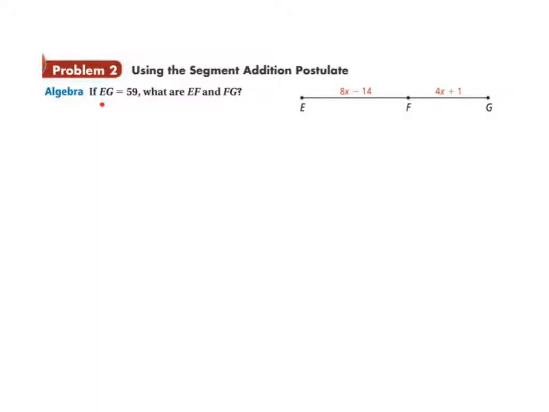It says here that EG is 59. Notice they didn't put the segment above it because they're talking about the length of it. It's a number. EG is 59 units. Well, that's the big part. They're asking me what are the 2 little parts, EF and FG. I can't tell the way they're set up now, but what I'm going to do is set up an equation. I'm going to add the 2 little parts and make it equal the big part. So I'm going to take my little part, 8x minus 14, add to it my other little part, 4x plus 1, and say that it equals the big part. And remember over here they told me that the big segment EG is equal to 59.